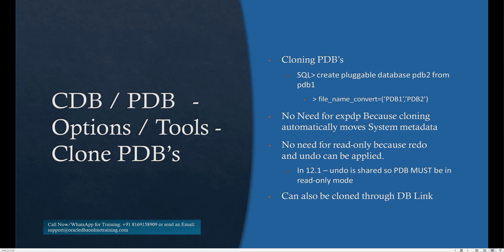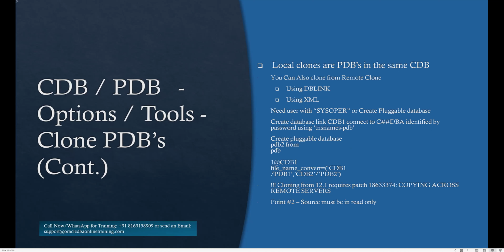Apart from this, the next one is no need to have read-only mode. Basically in the 12.1 feature we have to have the read-only mode, but now in 12.2 we don't have to perform the read-only operation. This cloning can also be done with the help of the DB link option. If you are using the DB link option, this is some of the syntax: create pluggable database PDB2 from PDB1, and then you have to mention the container database link name, and FILE_NAME_CONVERT that you have to mention. This cloning can be done without putting the pluggable database in read-only mode. So the cloning option can be done using the database link option also.